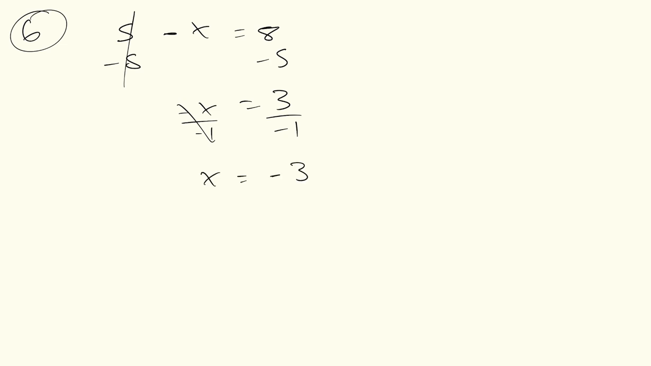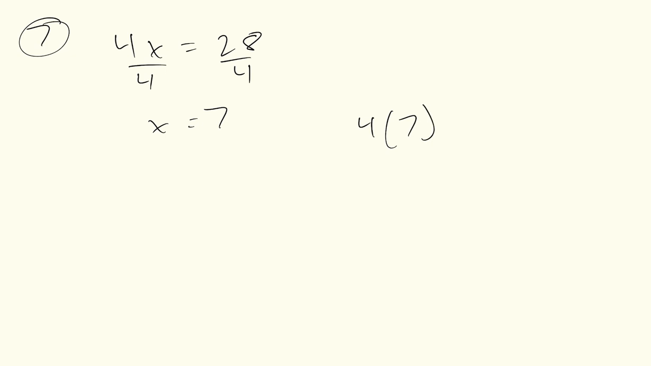Let's do 5 minus x is equal to 8. Now try this on your own first, but it's the same process. We remove the 5, and we're left with negative x is equal to 3 this time, and we divide by negative 1, and we're left with x is equal to negative 3. And when we try it, 5 minus negative 3, subtracting a negative is the same as adding a positive, is equal to 8. So that, in fact, is true.